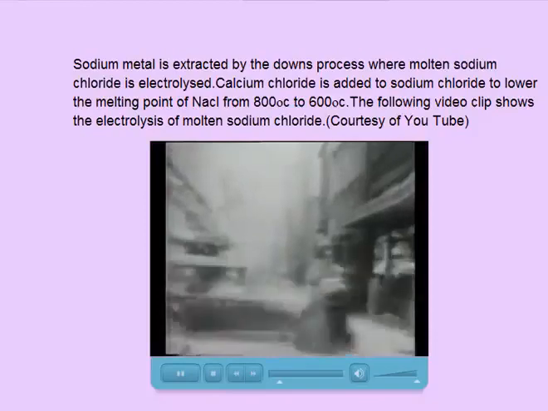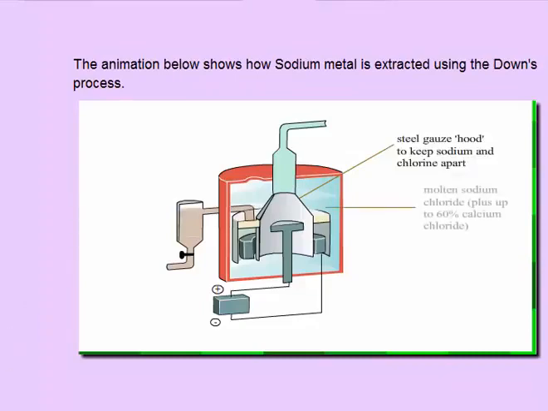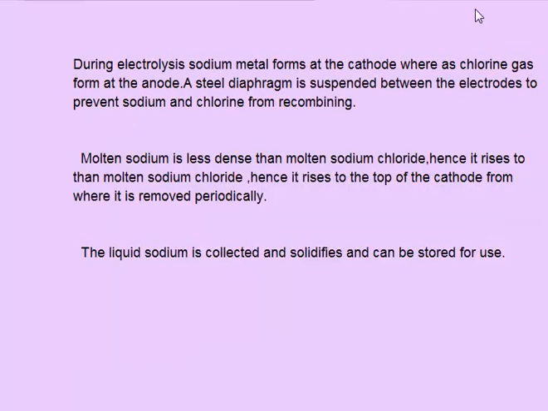A way to do this was... During electrolysis, sodium metal forms at the cathode, whereas chlorine gas forms at the anode.